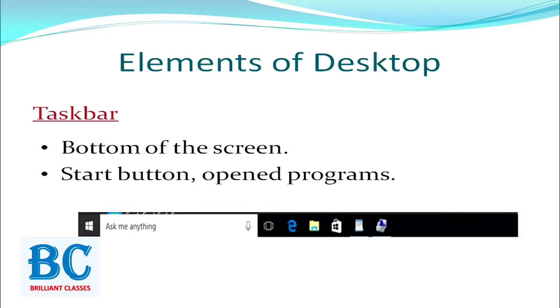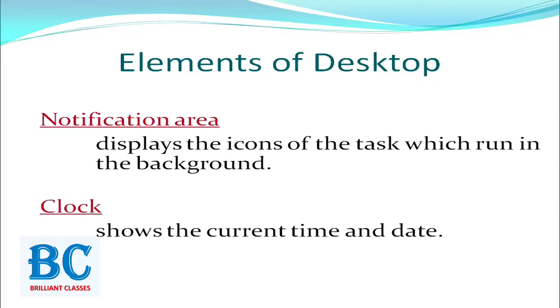Next is the taskbar. It is generally present at the bottom of the screen, although it is movable, you can place it anywhere. It has the start button, it has the open programs, it also has the date and time option on one corner. So, a very useful element of the desktop that helps me know what exactly I am working on currently. Then you have the notification area. It displays the icons of the tasks which run in the background, and a clock which shows current system time and date. Generally, the notification area and the clock are on the taskbar itself, so they are not separately marked as such.